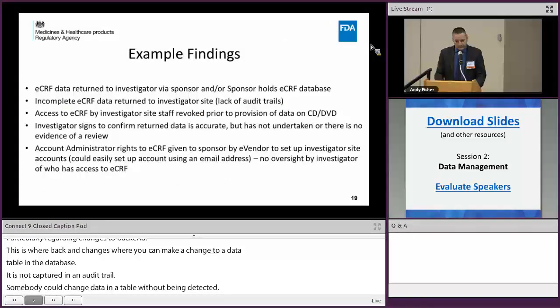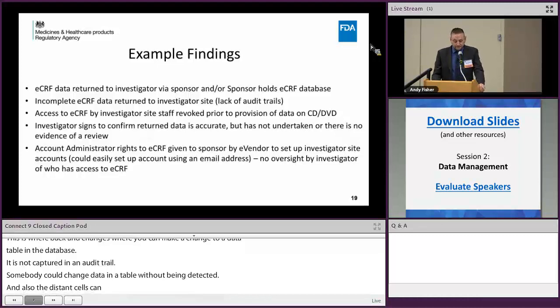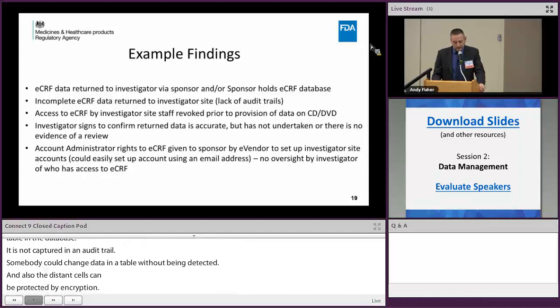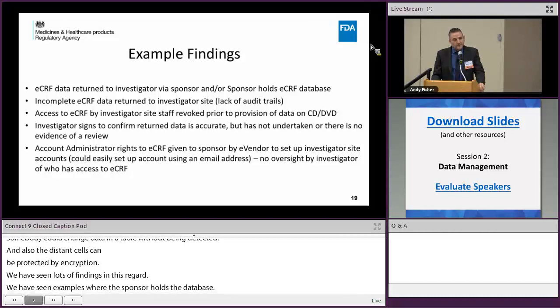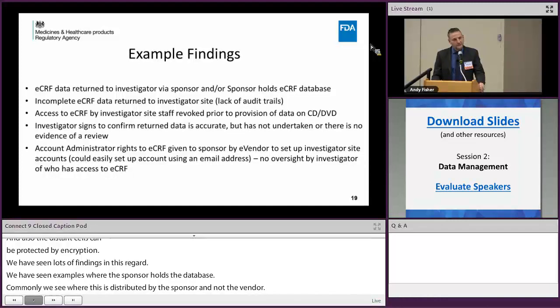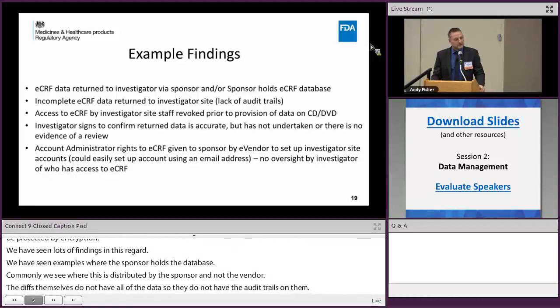So EMA and MHRA inspections have seen lots of findings in this regard. We've seen examples where the sponsor still owns the database. Commonly, we see that the discs are distributed by the sponsor and not the vendor. The discs themselves don't have all of the data, so they don't have the audit trails on them. And even the discs provided back to the sponsor just contain flat files and PDFs and don't have all the data as data sets.